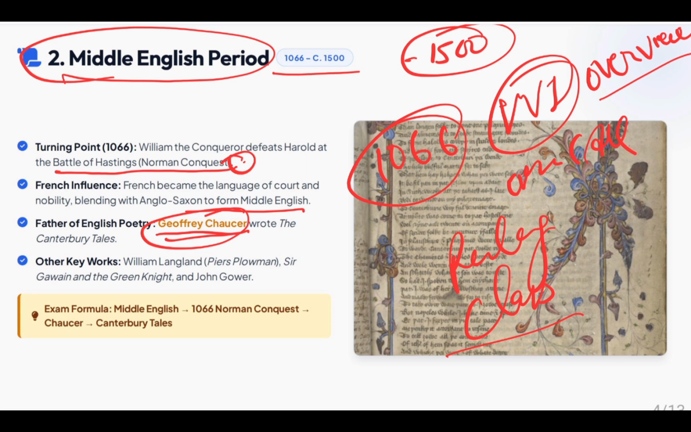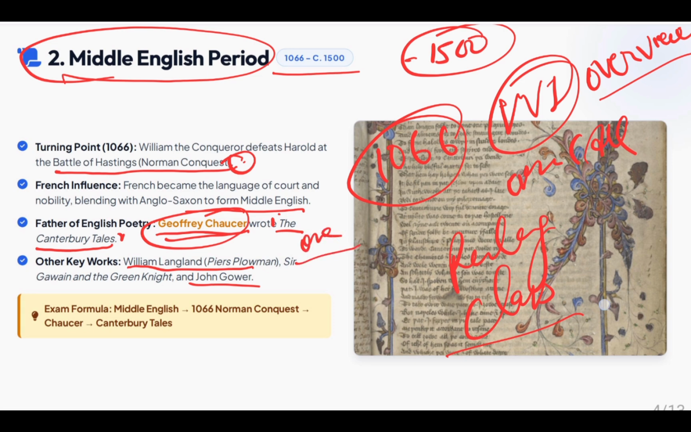Geoffrey Chaucer is most famous for his magnum opus, the Canterbury Tales. He has written a number of works, but he is mainly famous for the Canterbury Tales. Other important works and writers include William Langland with his famous work Piers Plowman, Sir Gawain and the Green Knight, and John Gower. We will study these writers one by one in our further lectures.